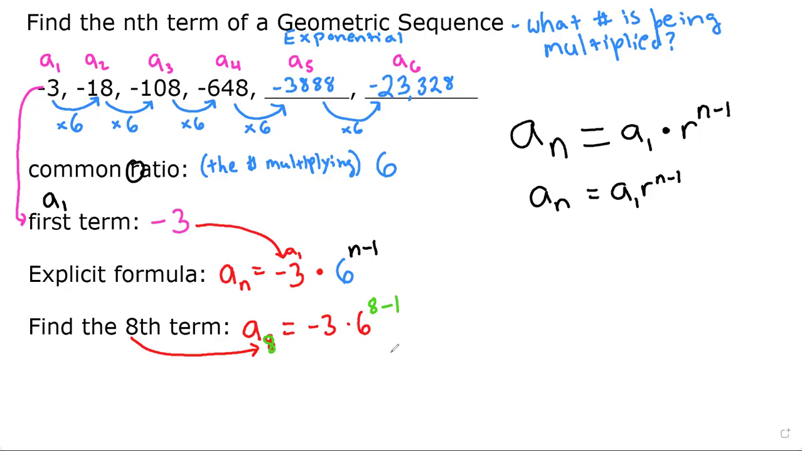So now what do you do first? Are you going to multiply -3 times 6? No. You're going to do the exponent first. So put a note here to yourself that says solve exponent first. So it's going to be 8 minus 1, which is 7. So now we've got, I'll keep going in red, equals -3 times 6 to the 7th power.